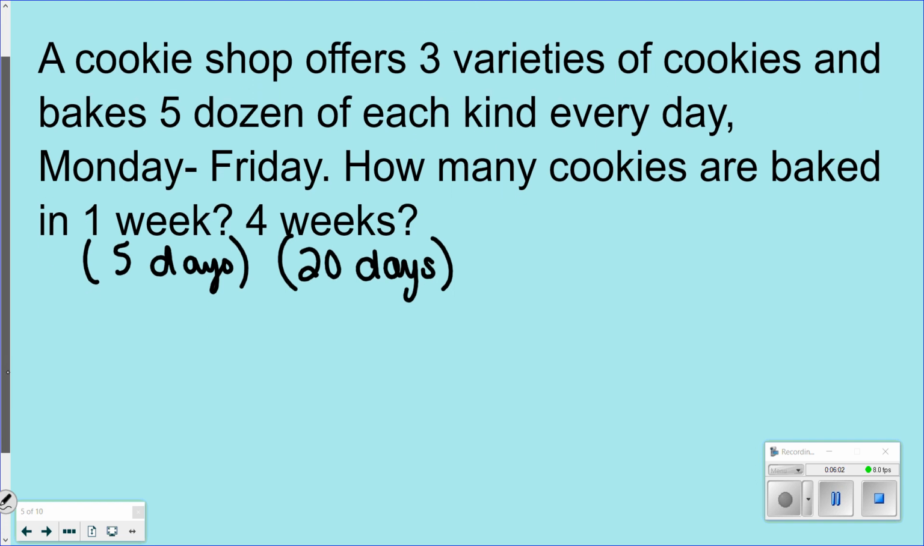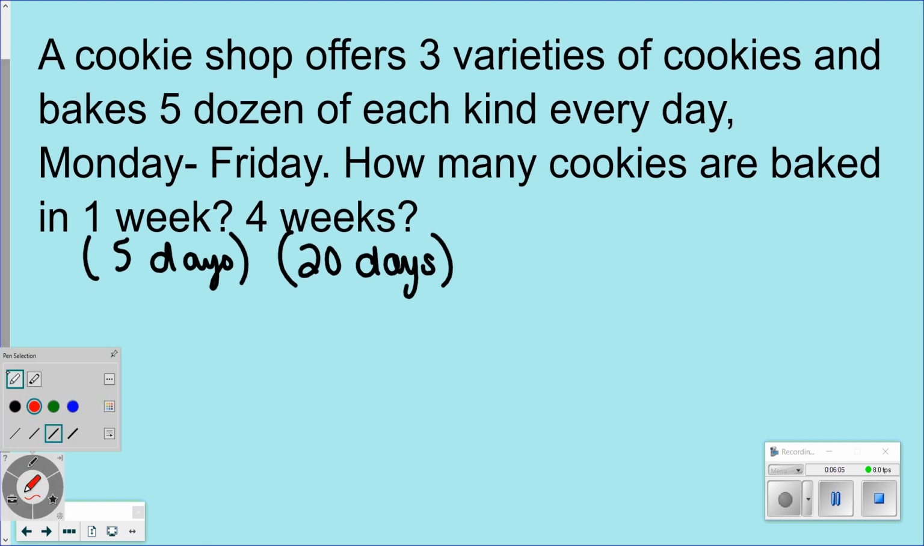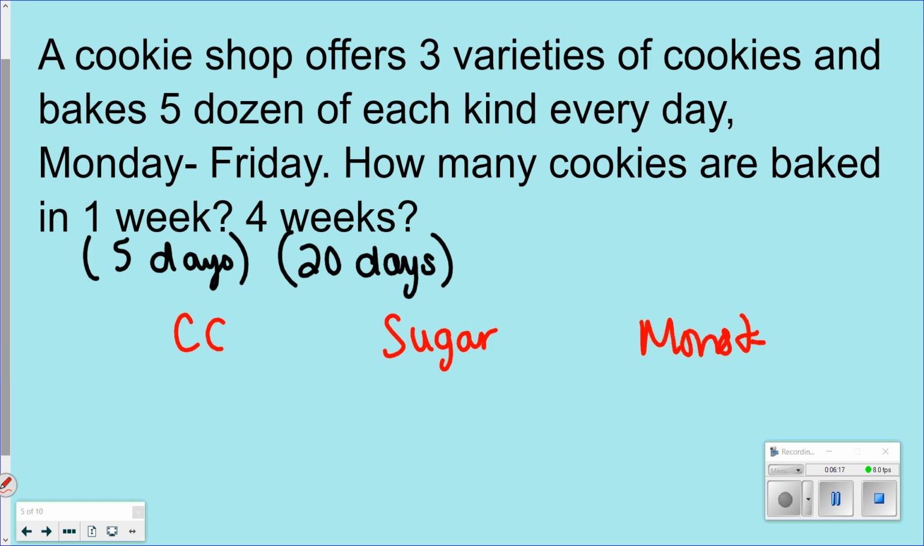So let's talk about 3 varieties of cookie, 3 different kinds. I would probably do chocolate chip. You could do sugar cookie. And then, I don't know, what's another one? Monster cookie? Is that a thing? Okay, let's do those. And then we know there are 5 dozen of each kind every day. So for 1 day, here's a dozen, a dozen, a dozen, a dozen, a dozen for chocolate chip. Sugar, the same thing, five dozens. Same thing for monster.